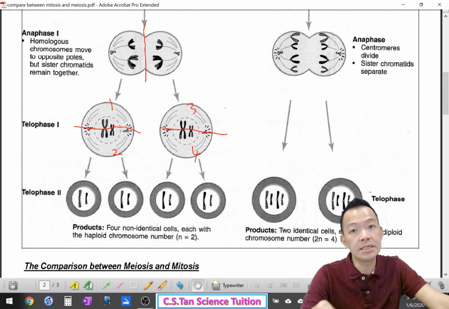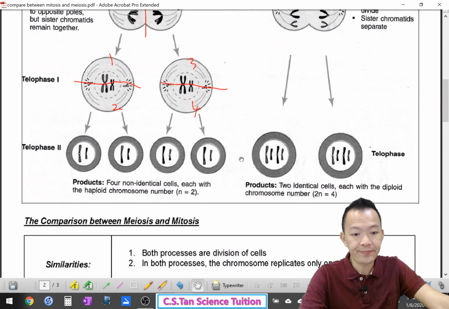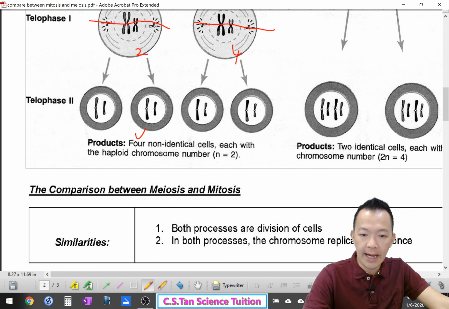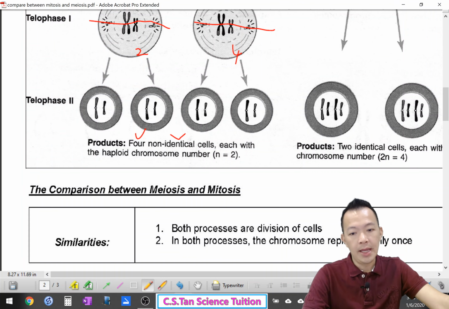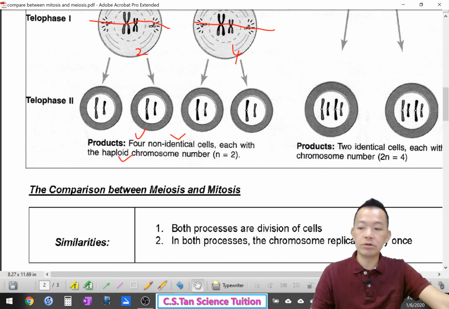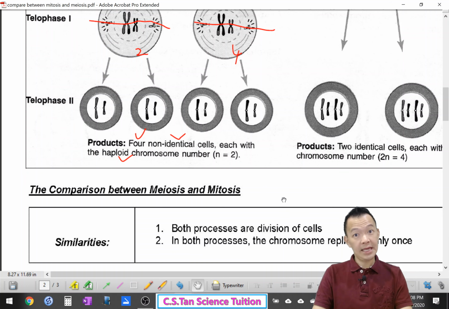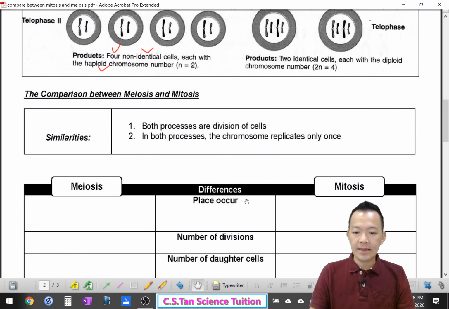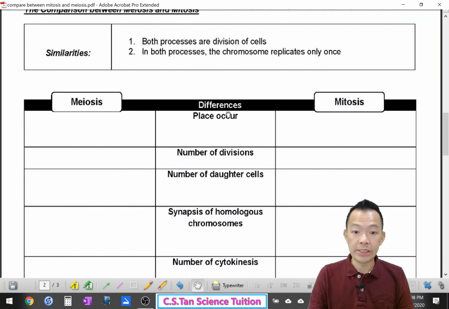It becomes 4 new cells. For non-identical, 4 is one point, non-identical is also a point, and each of them has half-ploid chromosomes, half-ploid is also a point. So from 4 become gametes. Next, we continue with the same title but using sentences.